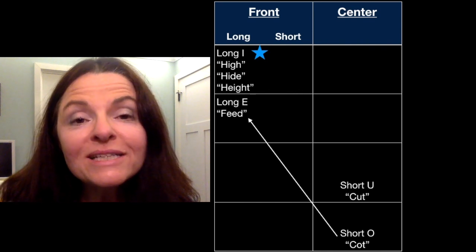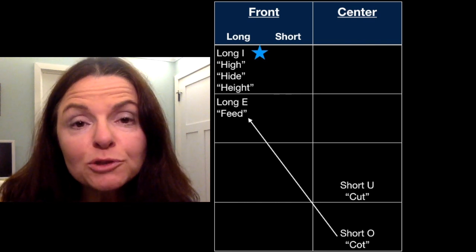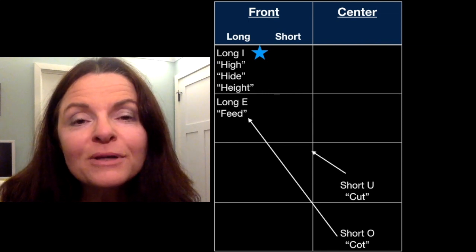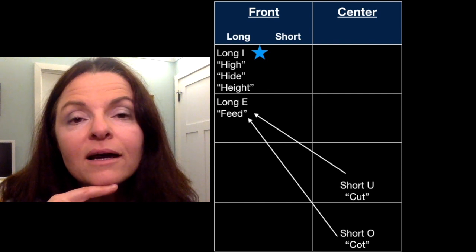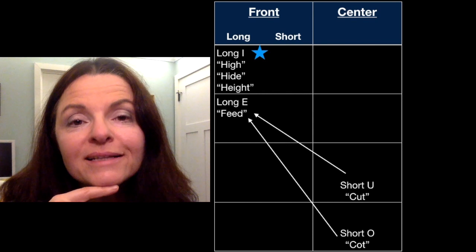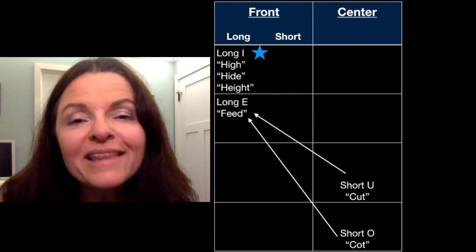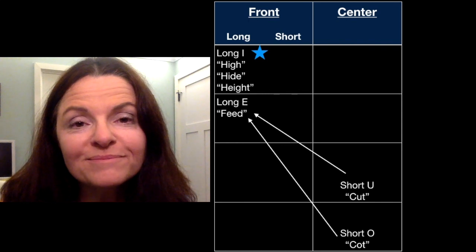But when a voiceless consonant, such as T, follows the I, we don't start from the short O. We start from the short U, which is a mid-central vowel. Notice, height. I don't need to say height with the short O, and that would sound rather awkward.